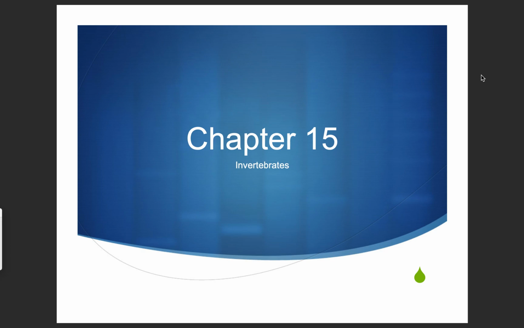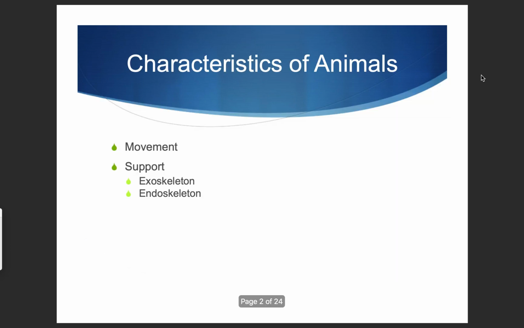Two main things about all animals: how we classify them, and then the second thing we're going to talk about is some specific phyla of invertebrates. So chapter 15, starting with some of the characteristics of animals. When we talked about the characteristics of living things, there were many different characteristics, and these are specifically characteristics of animals.